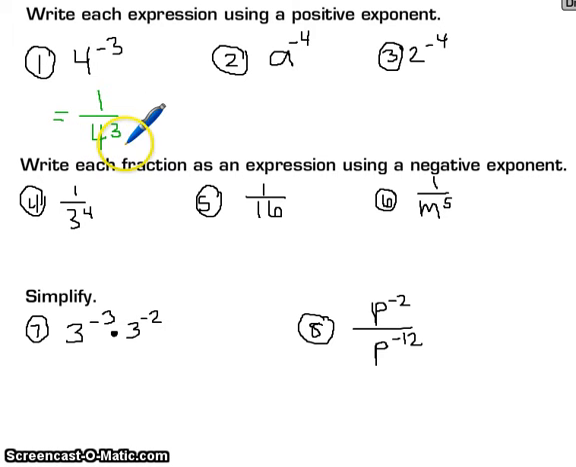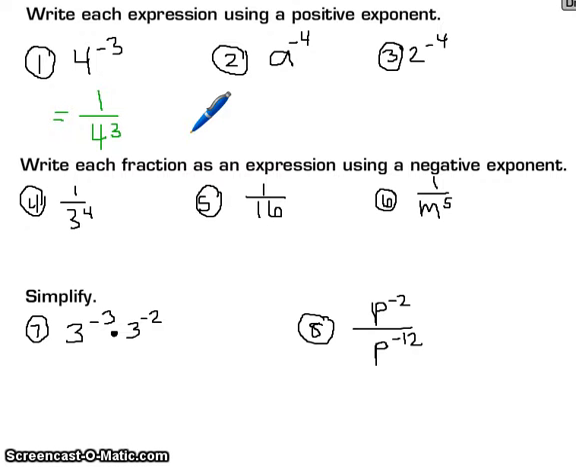So it'd be 1 over 4 to the third. And we're going to leave it with the positive exponent since that's what we were asked to do. You could have taken it further and done the 4 to the third and gotten a fraction without the exponent, but we'll leave that here for now. Alright, so number 2, next thing, a to the negative fourth.